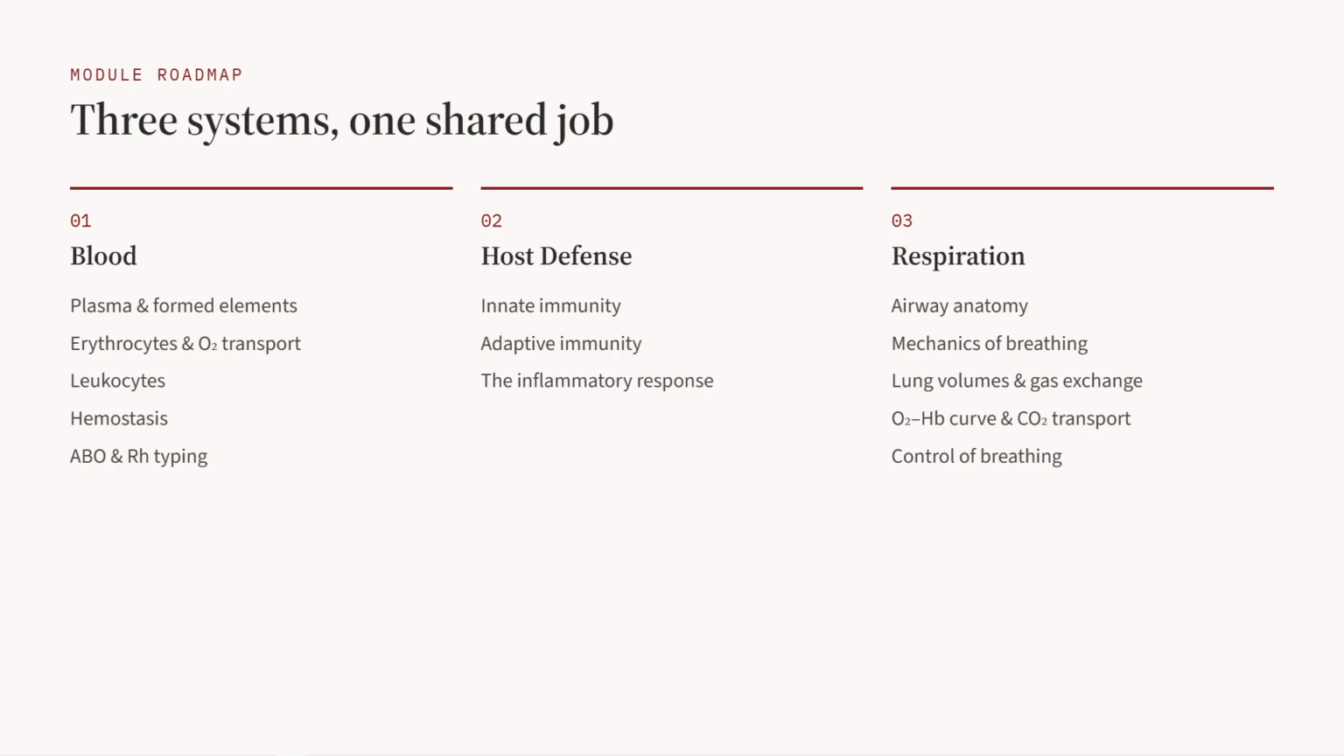Here's our roadmap: 3 systems, 1 shared job. Unit 1 is blood: its composition, the red and white cells, clotting, and blood typing. Unit 2 is host defense: innate immunity, adaptive immunity, and the inflammatory response that links them. And Unit 3 is respiration: the airways, the mechanics of breathing, lung volume, gas exchange, and the control of it all. Blood and respiration are tightly coupled by oxygen, and immunity travels in that same fluid. So everything here connects.